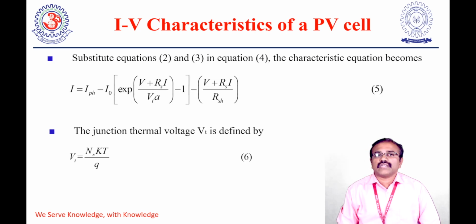You can substitute the above equations, that is equations 2 and 3, into equation number 4. Our characteristic equation becomes a big equation: I equals the photo current minus the second equation, minus the third equation. Here VT is the junction thermal voltage. The thermal voltage can be defined by the expression NS, the number of series cells, times KT divided by the charge of the electron.